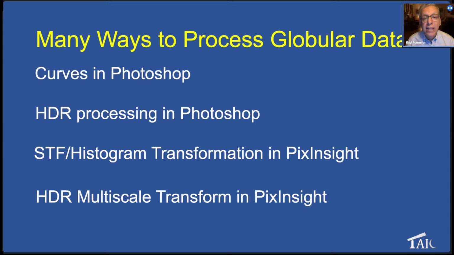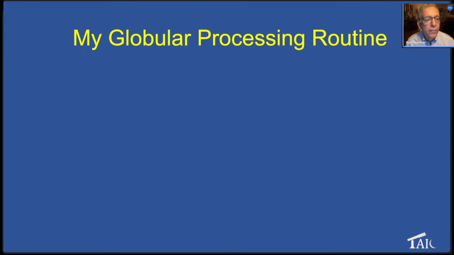Now, there are lots of ways to process globular cluster data. You can do curves in Photoshop. You can do HDR processing in Photoshop. You can do the screen transfer function moved over to the histogram transformation in PixInsight. You can do HDR multi-scale transform in PixInsight. And all these work, but in my experience, every one of them results in a burned out core where you don't see the details in the core of the globular.